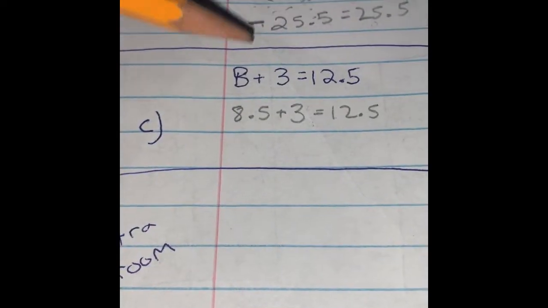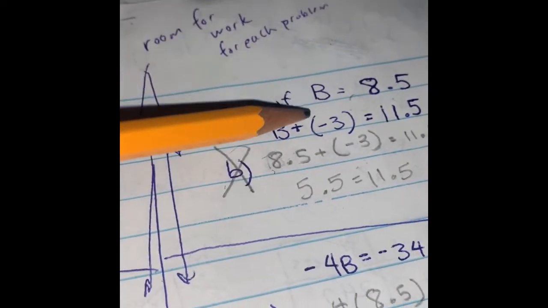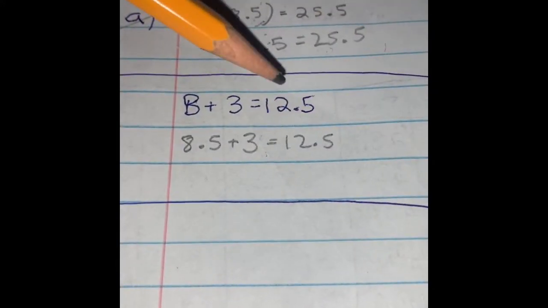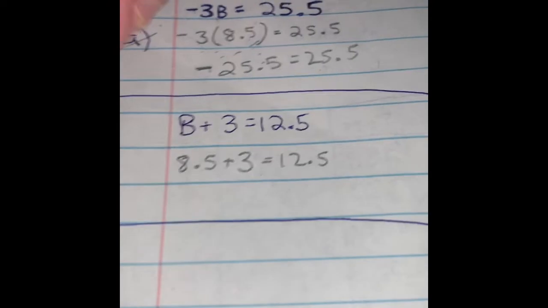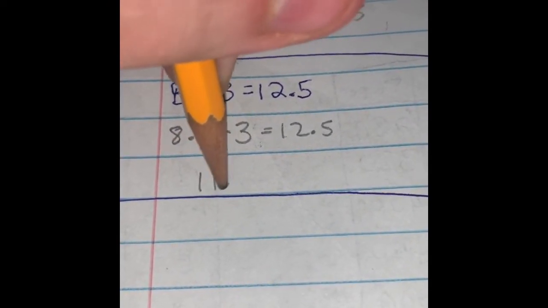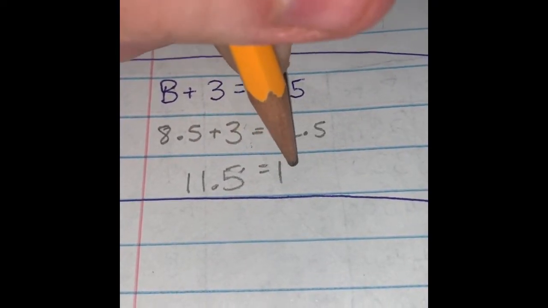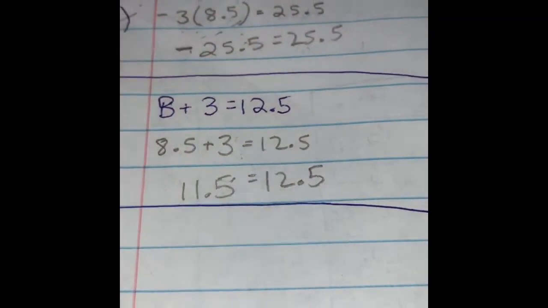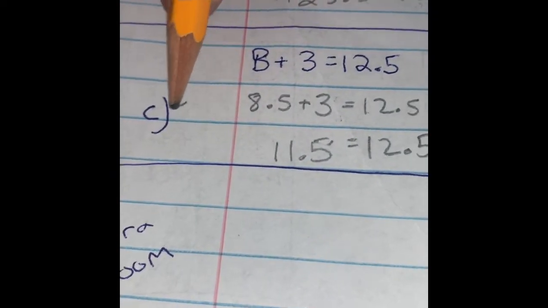On answer choice C, once again, we replace b with 8.5 because in the question it says b is going to equal 8.5. So now we have a positive plus a positive, so we're just going to add like normal. 8.5 plus 3 gives us 11.5 equals 12.5. And we all know that 11.5 is not equal to 12.5, so I can cross that out.